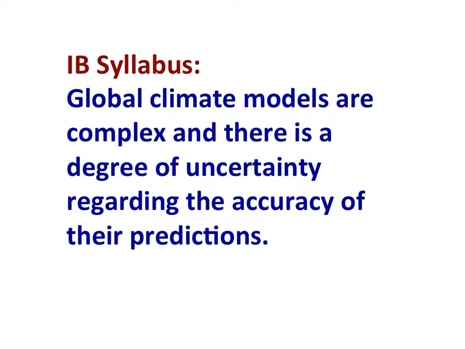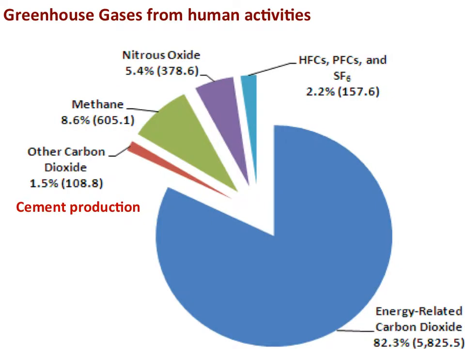This IB syllabus statement should now make sense. Global climate models are complex, and there's a degree of uncertainty regarding the accuracy of their predictions. Here are the greenhouse gases resulting from human activities, and you can see the significance of carbon dioxide. Can you state one or more human activities that cause an increase in each gas in the atmosphere?